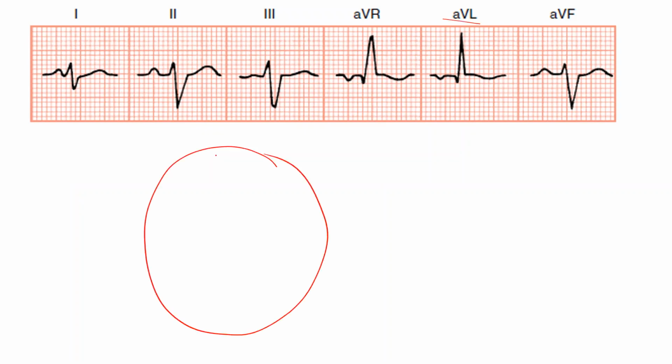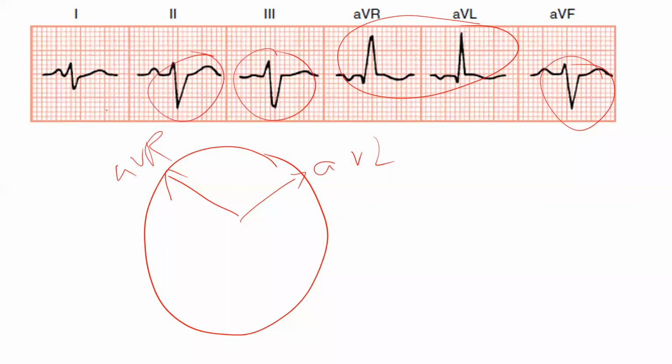We'll not take. See, these two are positive, no? So either the current is going AVL or it is going AVR. So this is either AVL or AVR. Either of the two it is going. Now we'll go for the negative one. See, here AVF is negative, 3 is negative, 2 is negative. So again, current is going here, somewhere. So it should be center.